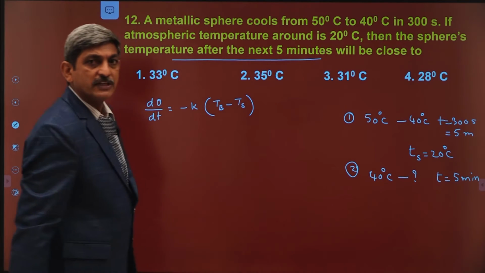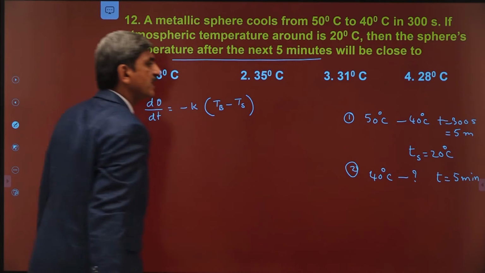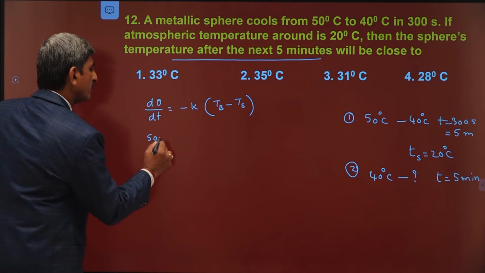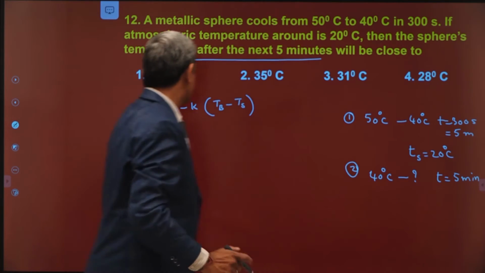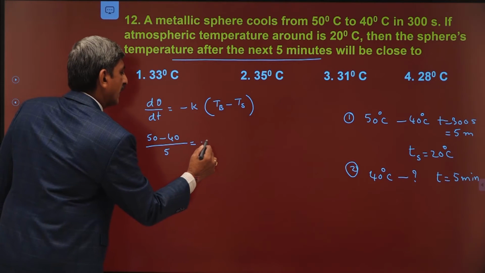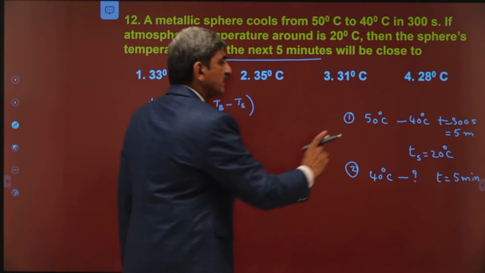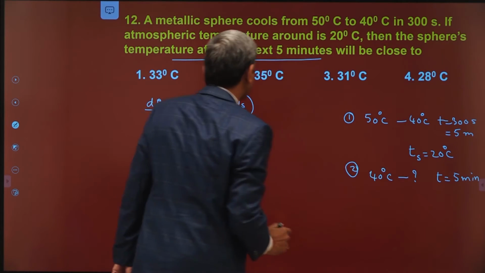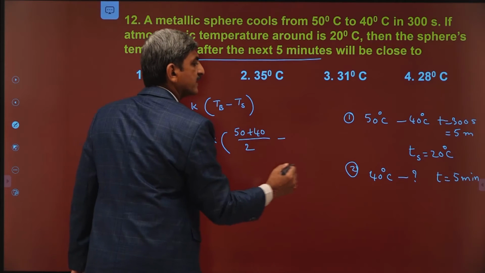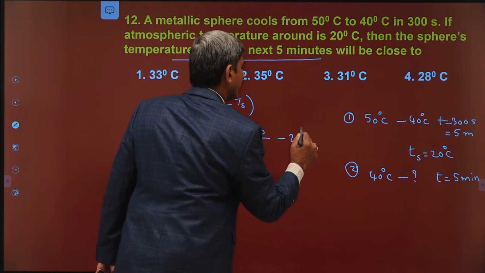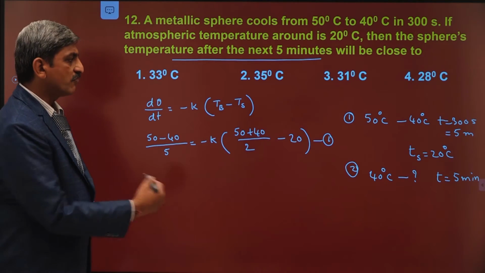So by applying the conditions of the first case, what do we get? What is the d theta? It changes from 50 to 40. That's why d theta is equal to 50 minus 40, divided by how much time it takes? It takes 5 minutes, is equal to minus k of what is Tb? This Tb is the average temperature of the body. Its initial temperature is 50, final temperature is 40, so the average temperature is equal to 50 plus 40 by 2, minus the temperature of the surroundings, which is 20. This is the equation for the given case 1.